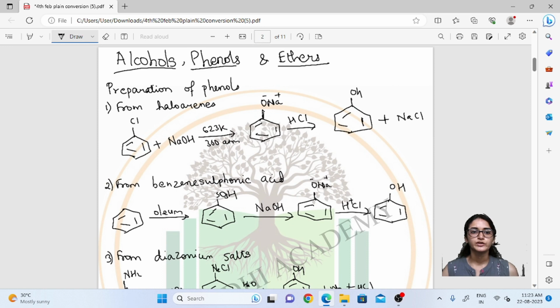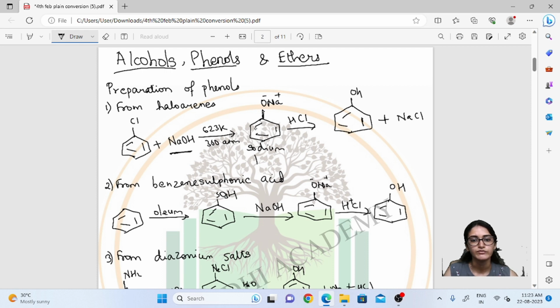So preparation of phenols, the first method we will see is preparation of phenols from haloarenes. Now in the last chapter we already discussed haloarenes, right? Haloarenes means benzene with any halide or halogen. So benzene with chlorine is called chlorobenzene. Okay, chlorobenzene, when it is reacted with sodium hydroxide at 623 Kelvin temperature and 300 atmospheric pressure, what do we get? We get sodium phenoxide ion.